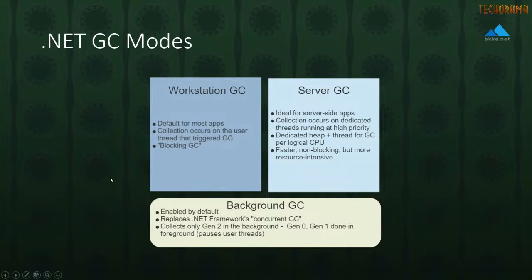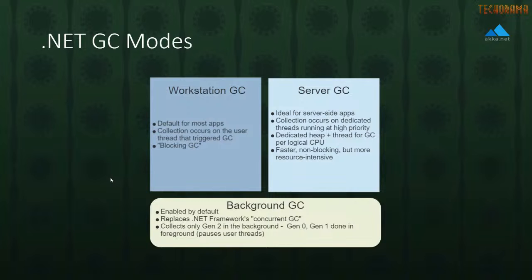There's several different modes for garbage collection in .NET. By default, all applications use what we call workstation garbage collection. This is designed for client-side applications, so command line apps, MAUI apps, Windows Forms, etc. These applications have a very simple form of garbage collection that basically runs on user threads, meaning that when you trigger garbage collection inside your application, the thread that triggers it is going to be the one that performs it.